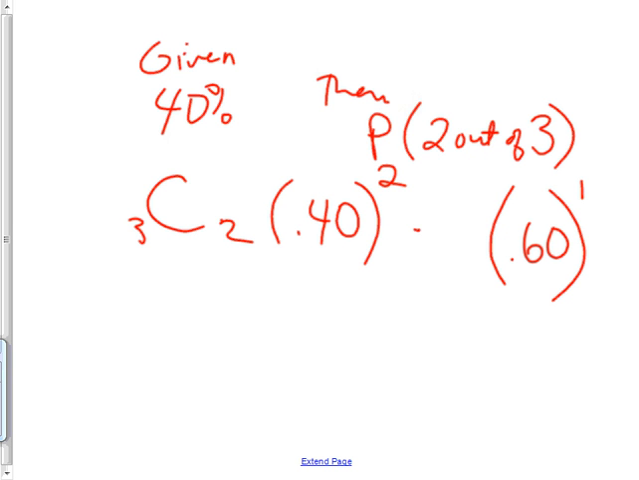Watch this. There's 2 makes, right, out of 3. This and this should always match. Then what do you think that 3 over here goes with? Yep. These together have to add up to 3. Moral of the story, if you can type that into your calculator, you'll find out the probability he will make 2 out of 3 shots.